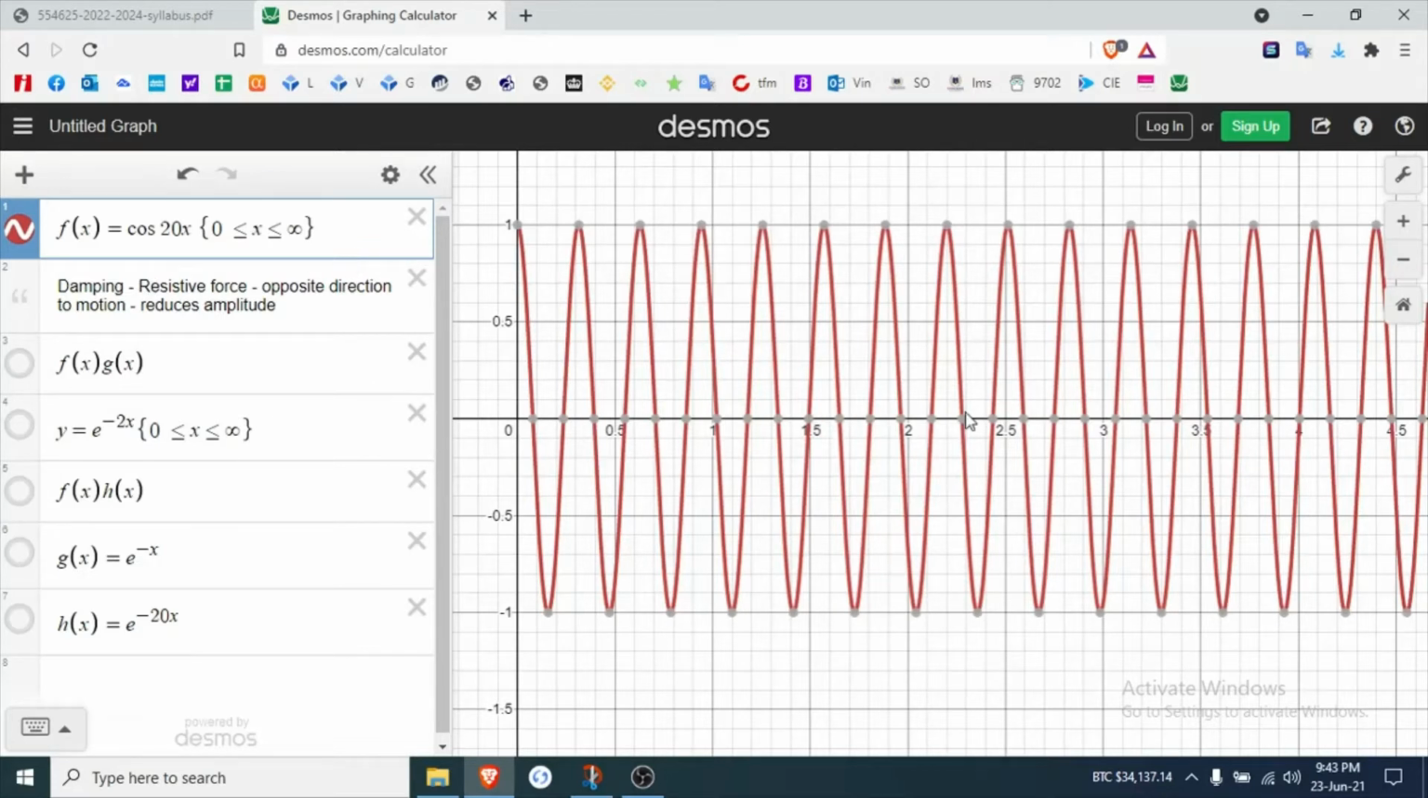This is displacement against time, and I can see in this example there's no damping, there's no resistive force, there's no forces opposing the direction of motion. The amplitude is not reducing. So this is like an ideal simple harmonic motion system. It just keeps oscillating at the same amplitude forever.